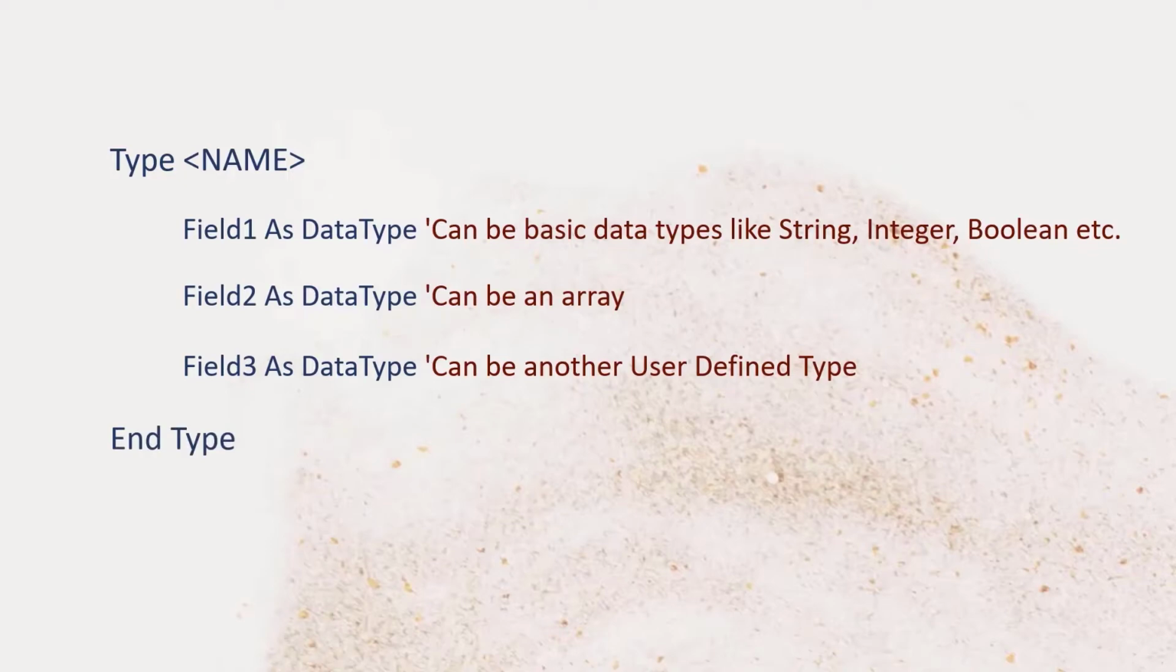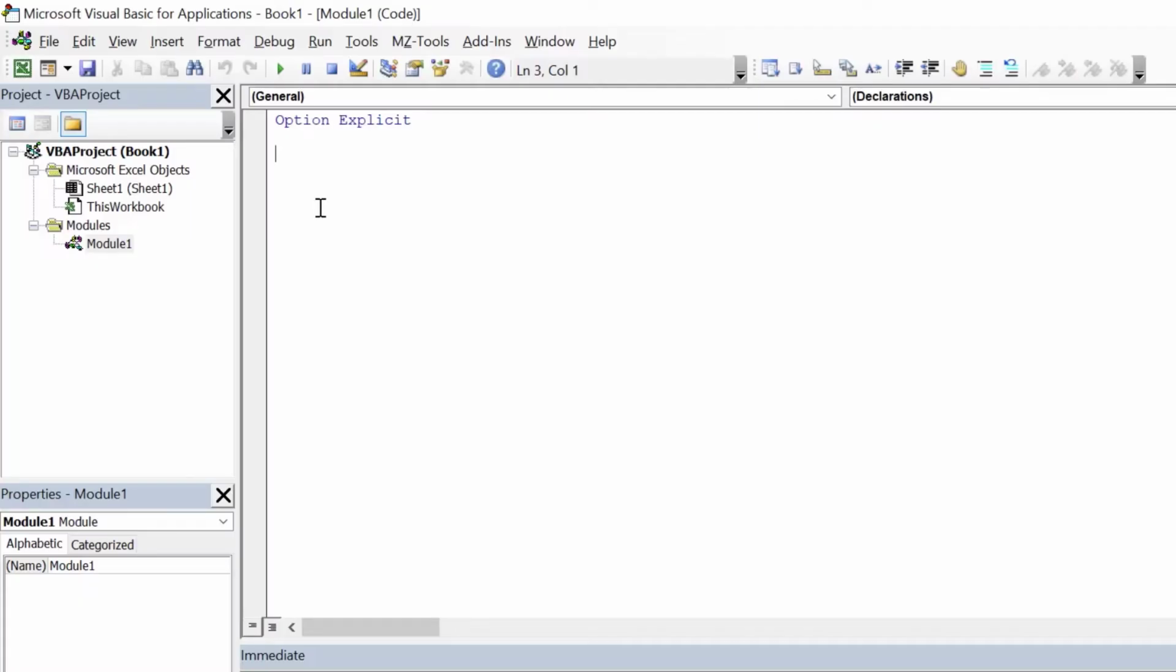And end type. As I mentioned, having different variables can be messy. So using UDT allows you to define a single variable to access all the fields. You define custom data types at the top of your module. They are not defined inside a procedure. And once you have defined your type, you can use the dim statement to declare a variable of that type.